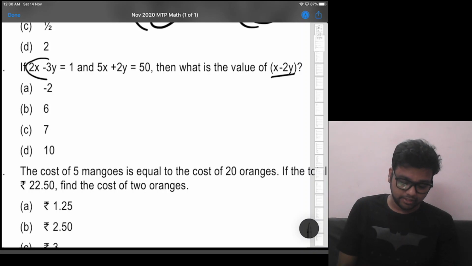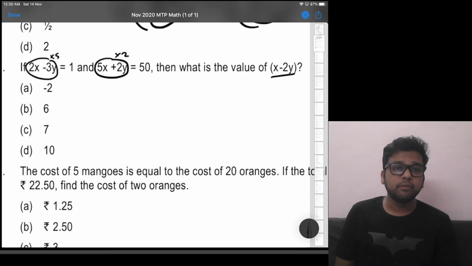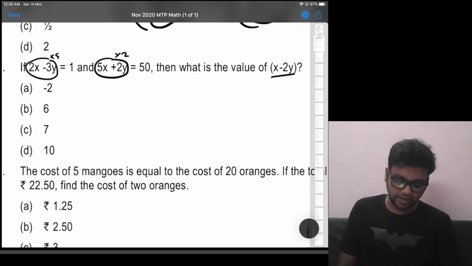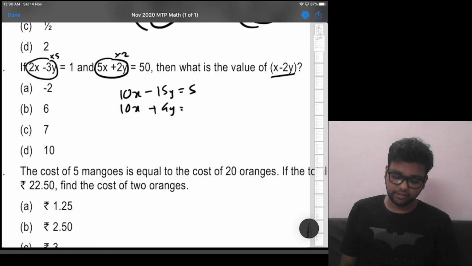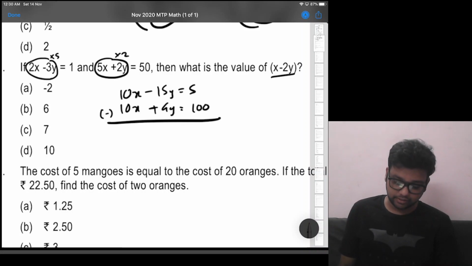Okay, let's multiply this by 5. Let's multiply this by 2. If we multiply this first one by 5, it will become 10x minus 15y is equal to 5. Second one will become 10x plus 4y is equal to 100. Fine. Let's subtract this. This will be 0. Minus 15 minus 4 means minus 19y is equal to 5 minus 100 is minus 95.